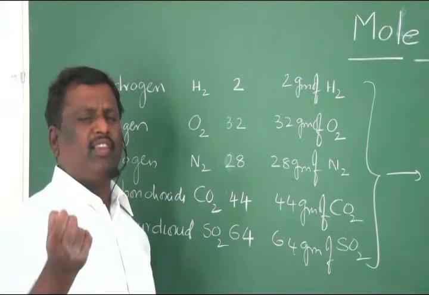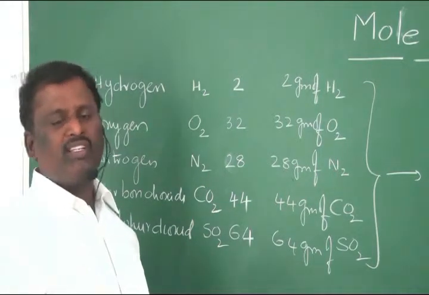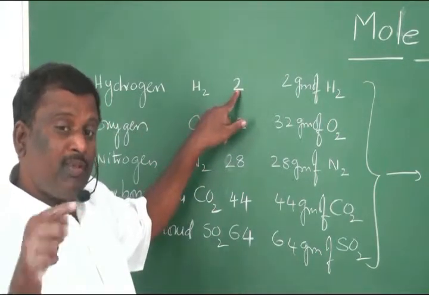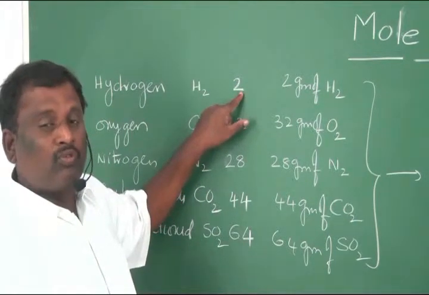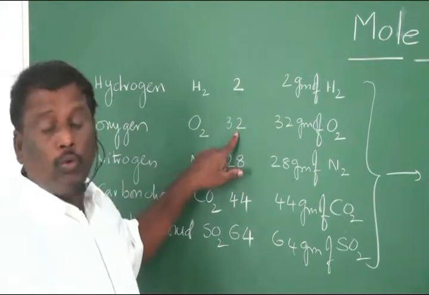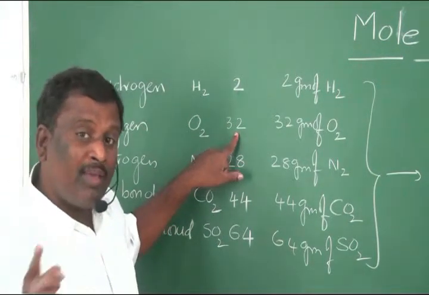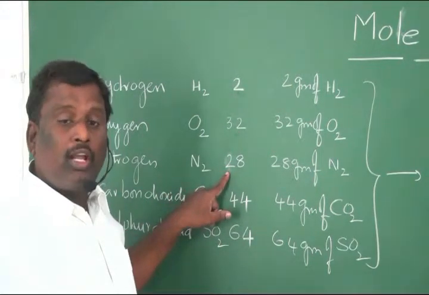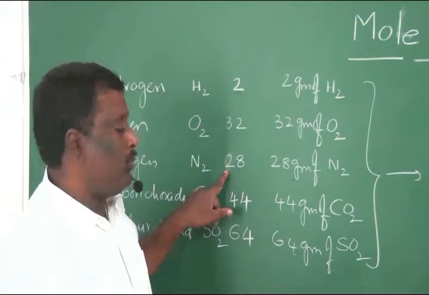The mass of a molecule is very small. That's why we have taken 1/12 of C12 isotope as one unit, which is said to be 1 AMU. So this H2 molecule is 2 times heavier than that mass, 1/12 of C12 isotope. So 2 is the molecular weight of hydrogen. 32 is the molecular weight of oxygen, because the oxygen molecule is 32 times heavier than 1 AMU, which is a basic unit. Nitrogen's molecular weight is 28. That means the nitrogen molecule is 28 times heavier than 1 AMU.